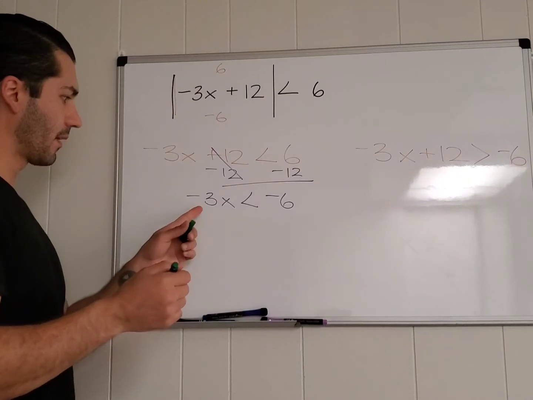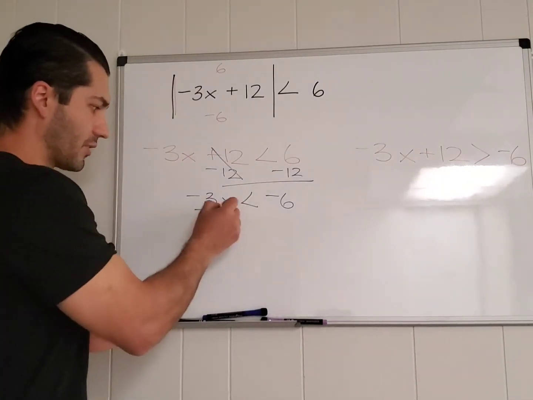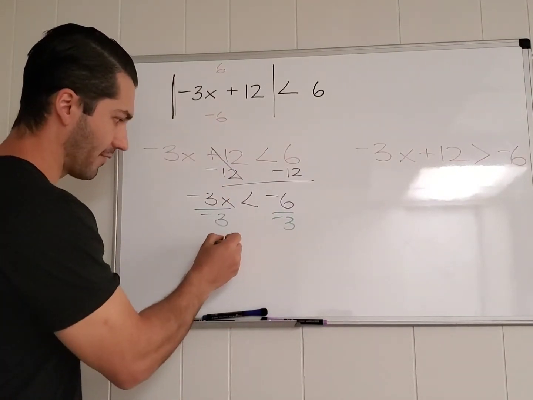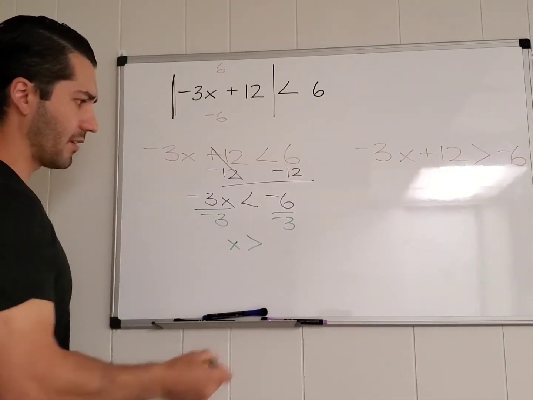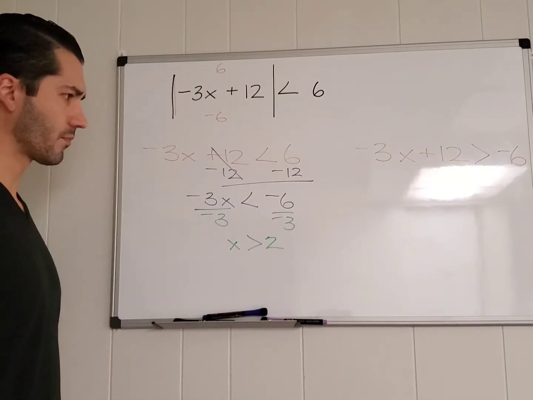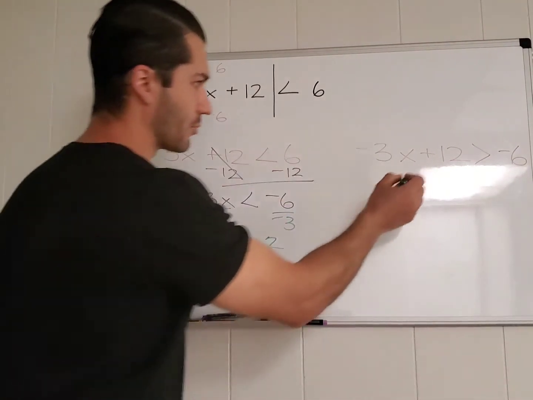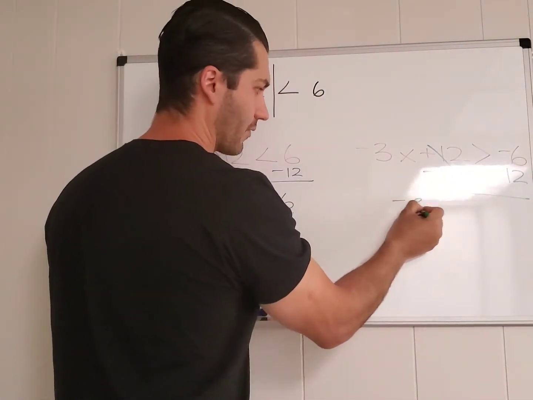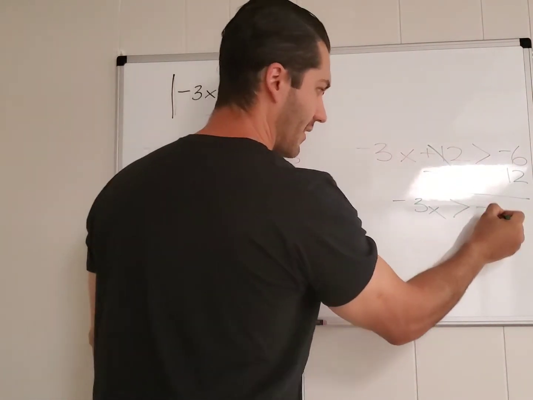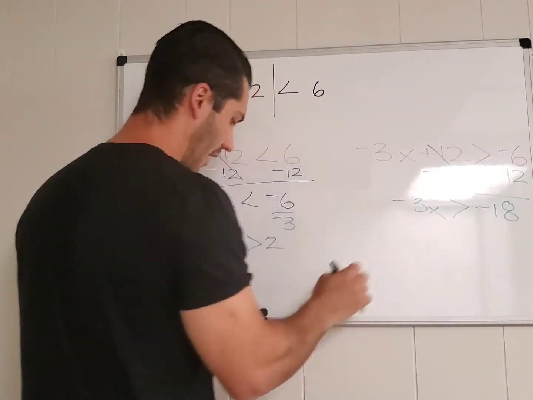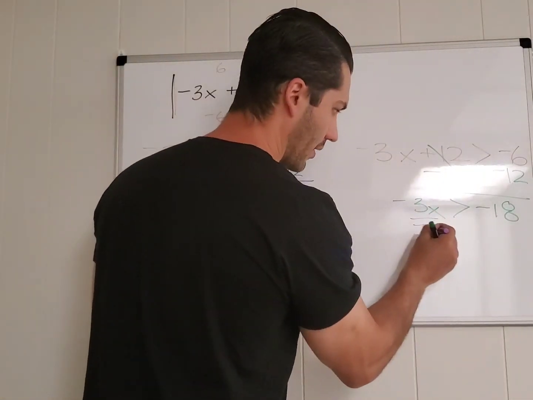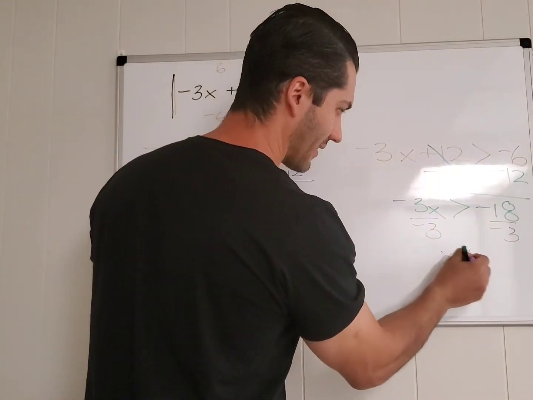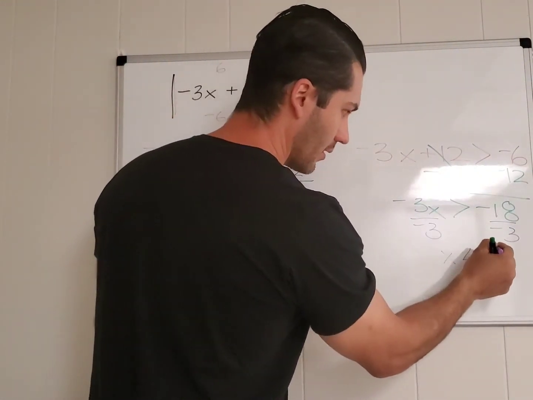Everything's falling. When I divide by this negative 3, this was that big rule in the chapter. When you divide by a negative, you flip the sign. So I had to flip the sign here. Greater than 2. Over here, I'm going to subtract 12. Negative 3x greater than negative 18. Divide by negative 3. When you divide by a negative, you flip the sign. X less than, that sign just got flipped, positive 6.